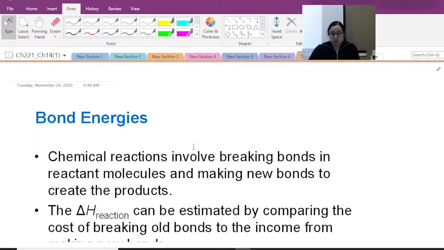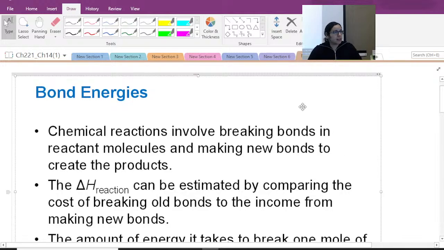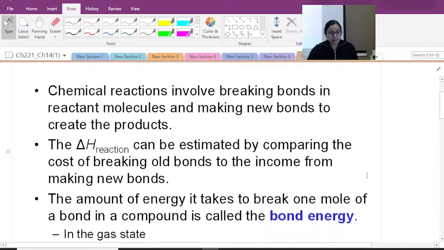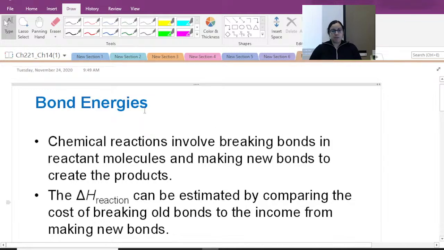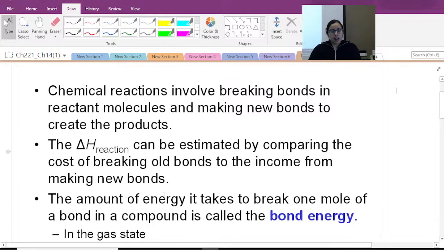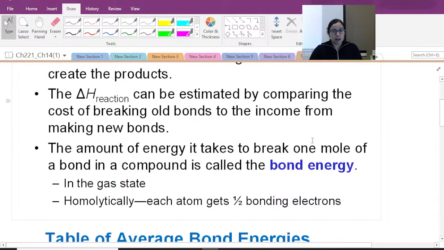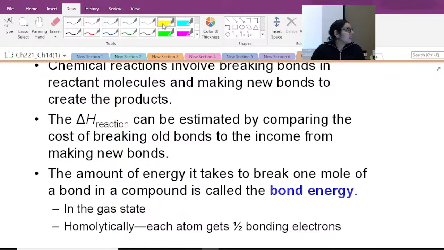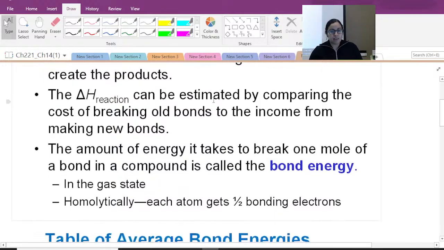All right, we'll at least start bond energy. And so with bond energies, chemical reactions either involve breaking bonds or making bonds. Our delta H of the reaction can also be estimated by comparing the cost of breaking old bonds to the income of making new bonds. Let's highlight that, and then we'll bring it back to what you said about catabolic and anabolic processes.